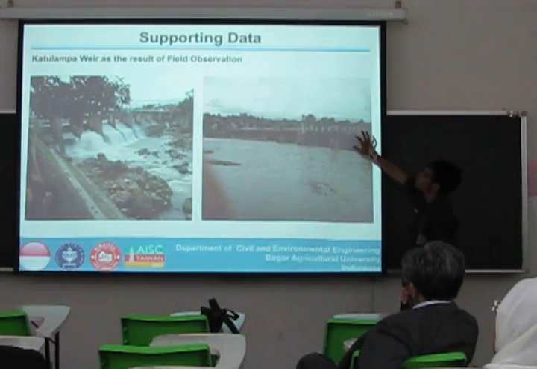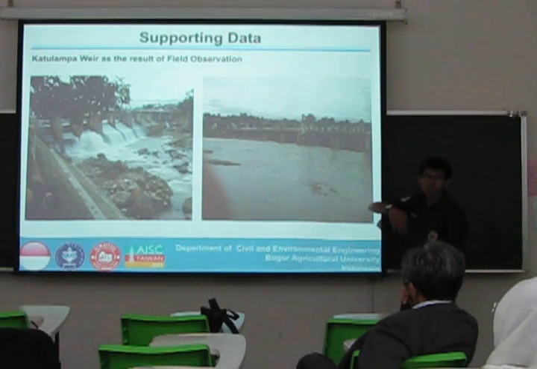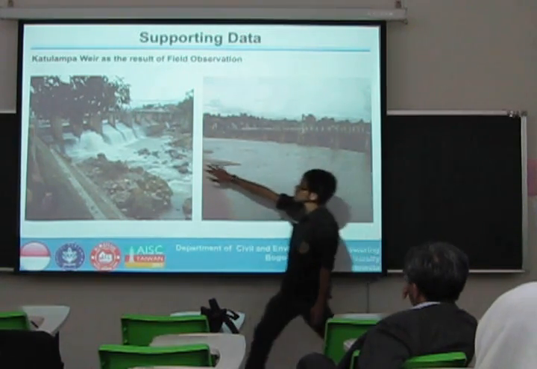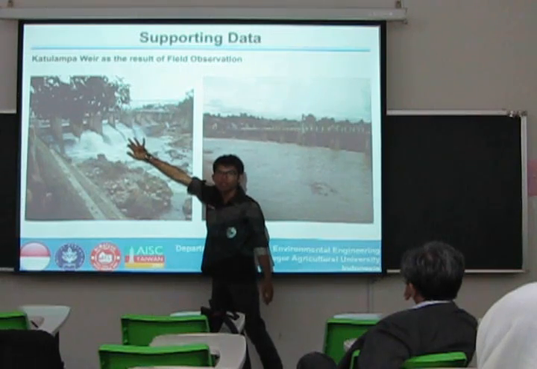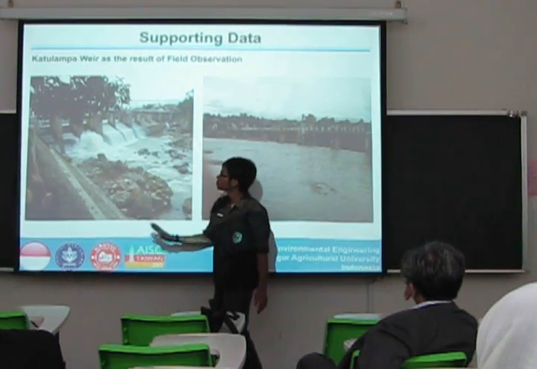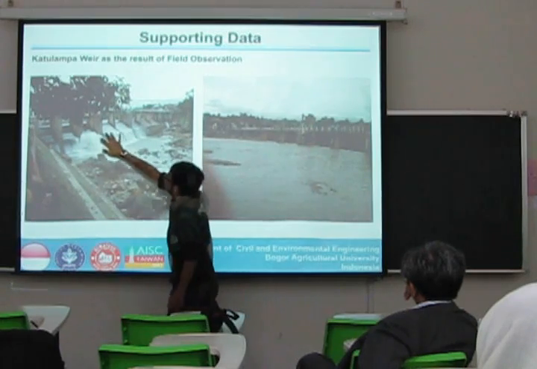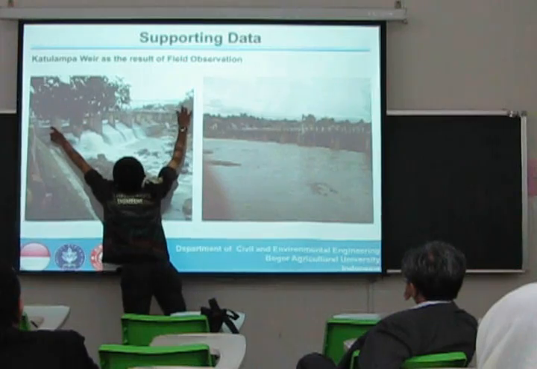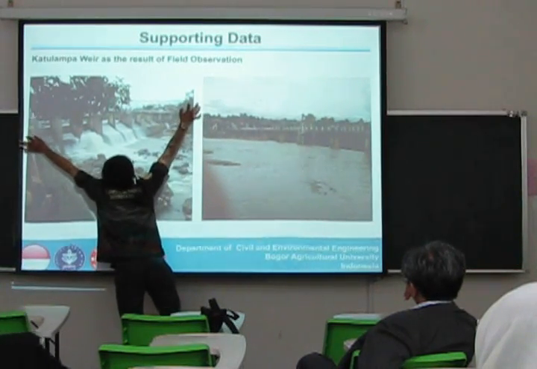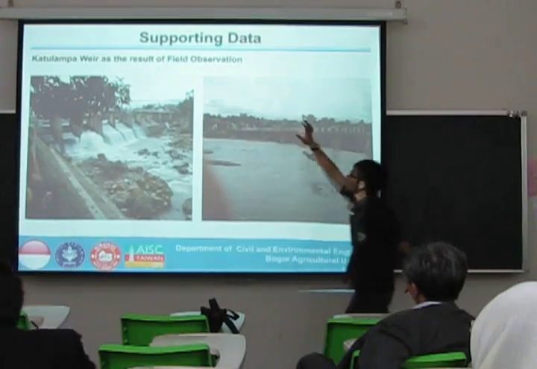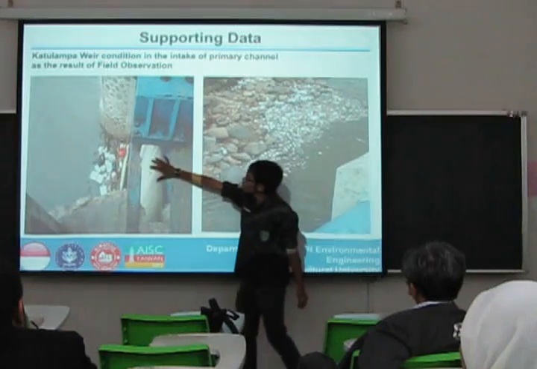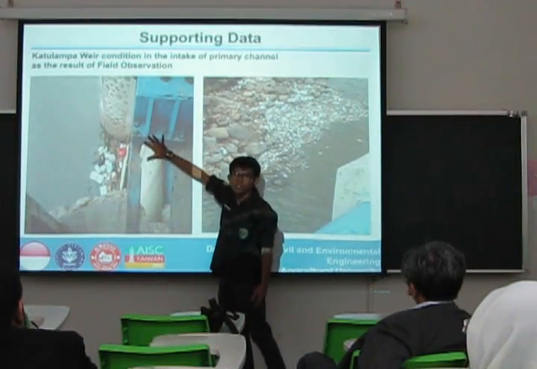This is our observation, the condition of Katlam River now, after the big flooding in Jakarta. You can see that the flow is not high enough. It's not a big flow. The primary channel is located somewhere around here, where the automatic chestnut is located. This is a picture of the primary channel taken from above.